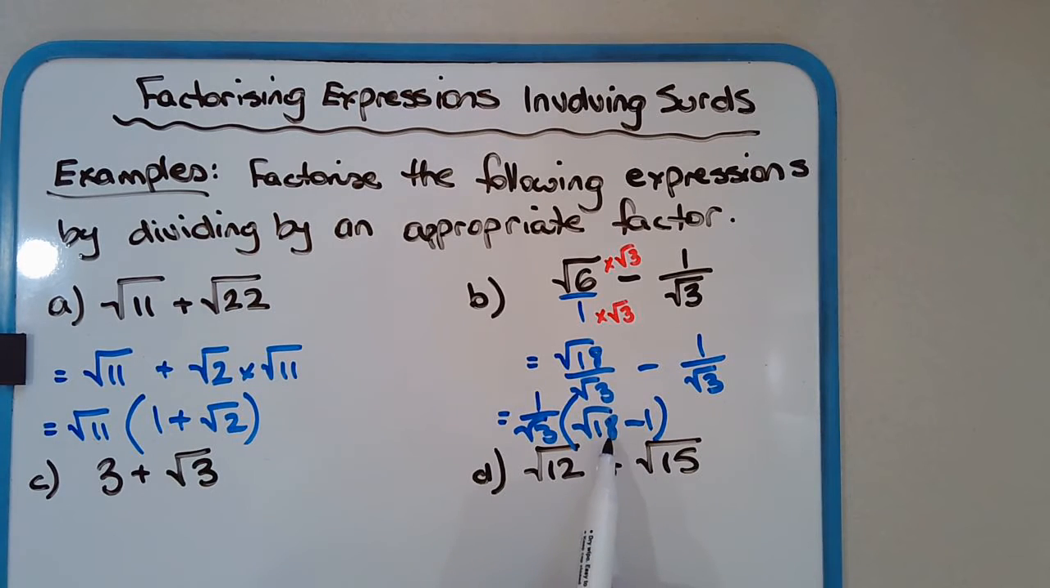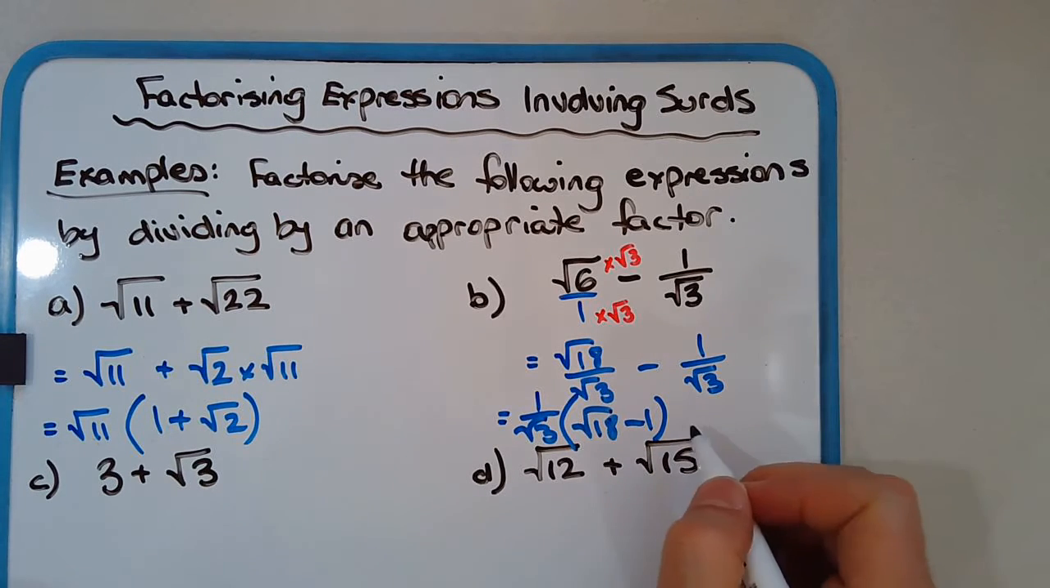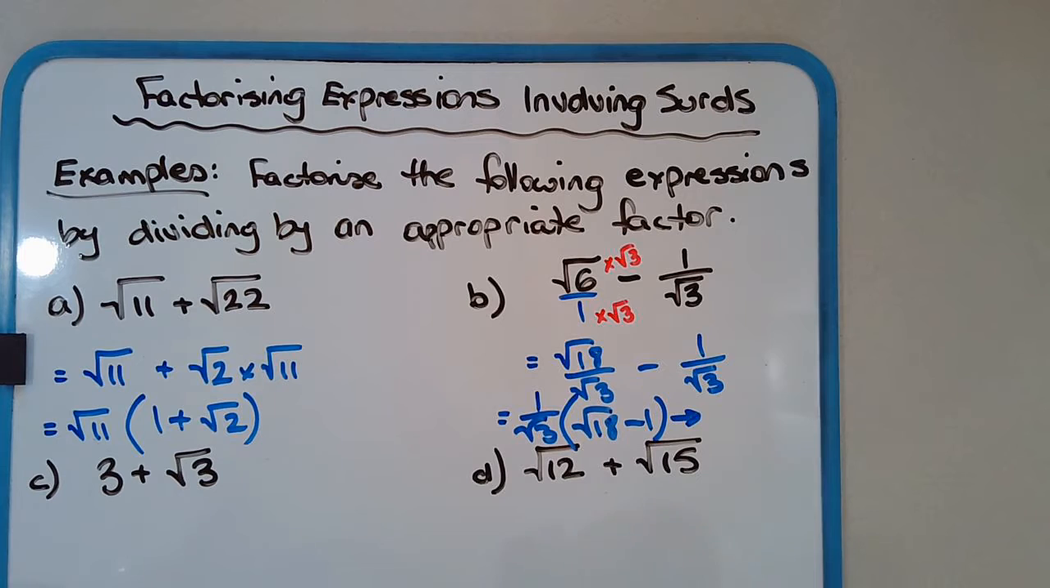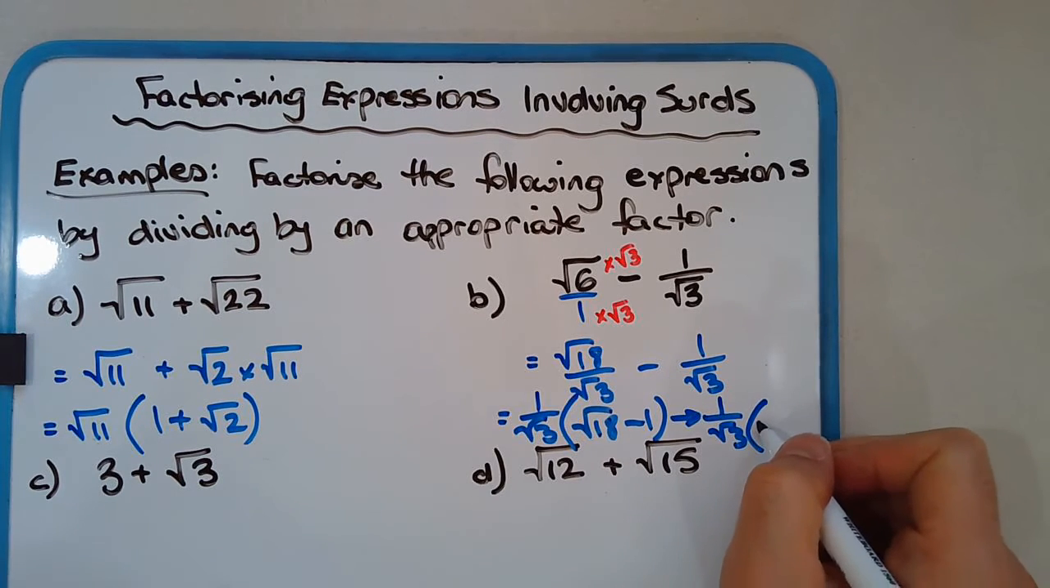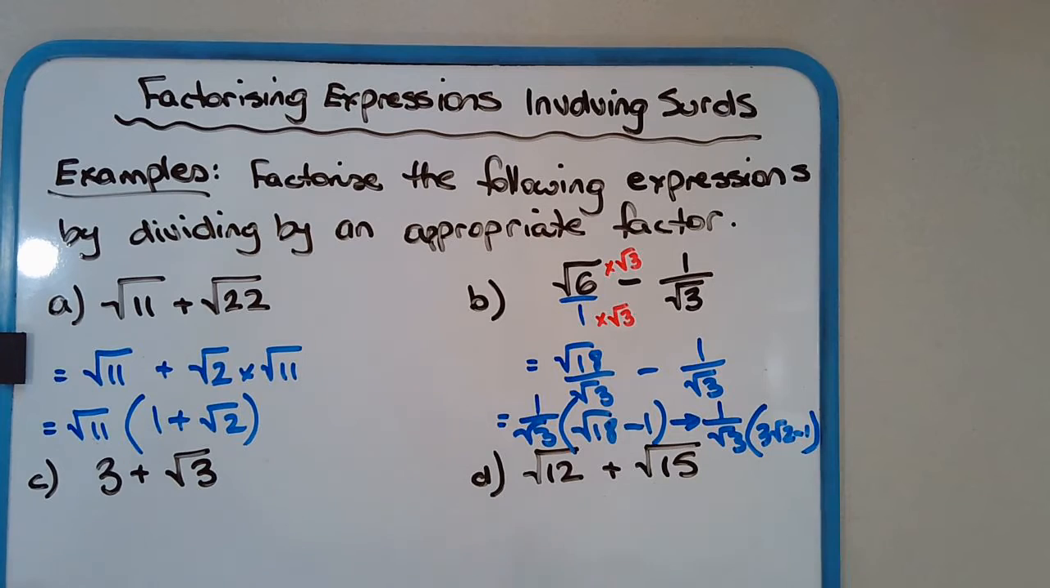Now, square root of 18 could be simplified, of course, that's 3 root 2. So that's going to be 1 on root 3, 3 root 2 minus 1. Sorry, I had to squash that in a little bit there. So 1 on root 3 outside of 3 root 2 minus 1.